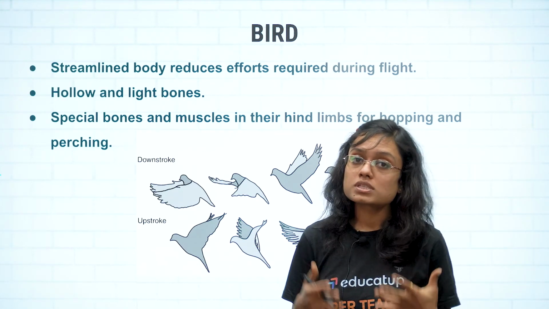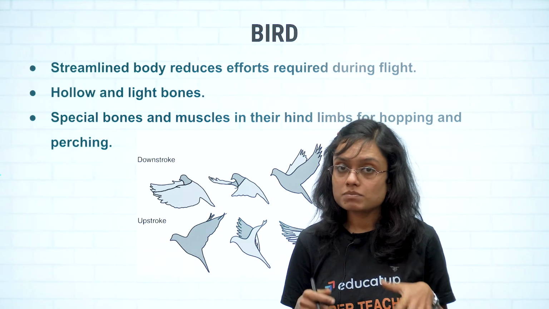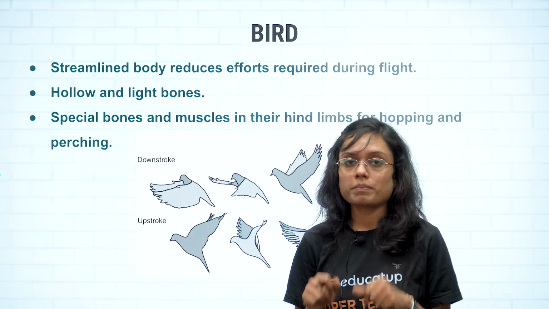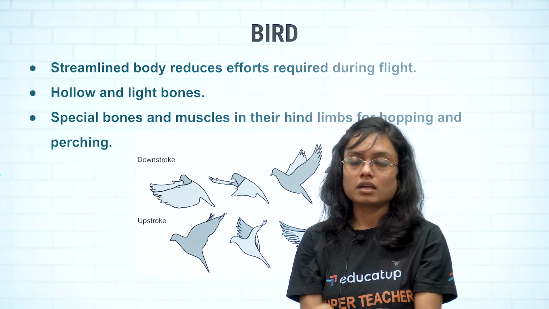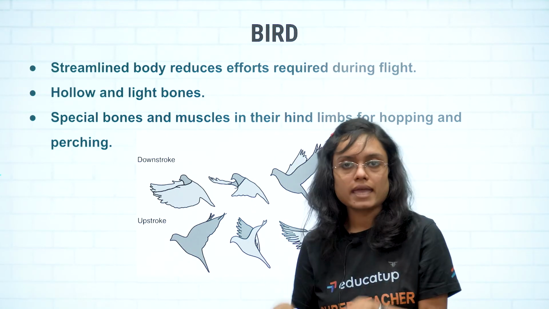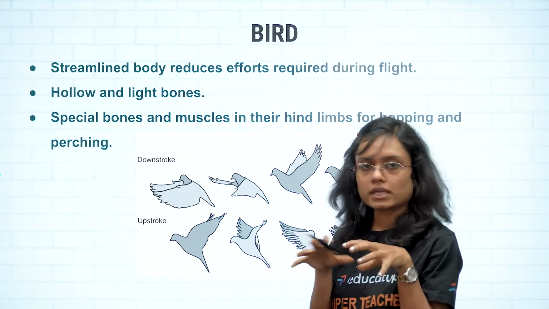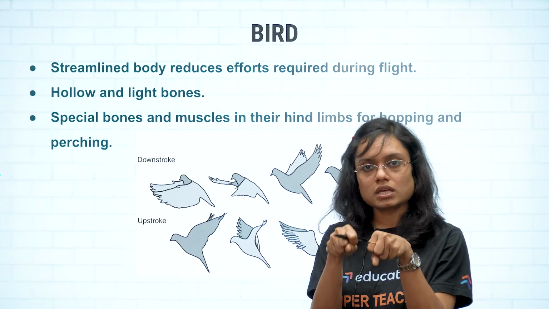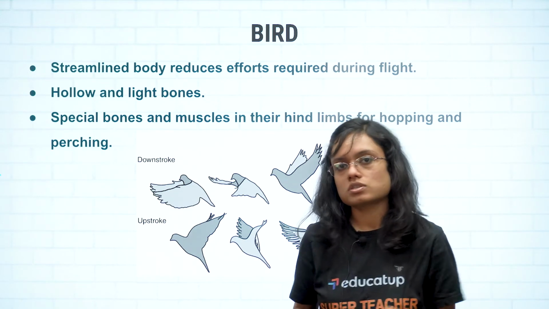They have special bones and muscles in their hind limbs. Hind limbs means the leg portion, which helps them in hopping and perching. Hopping means to jump like that, and perching means to sit, like on eggs, to get a hold of a place, like when they are sitting on a tree, with their claws they can hold the branch. So yes.